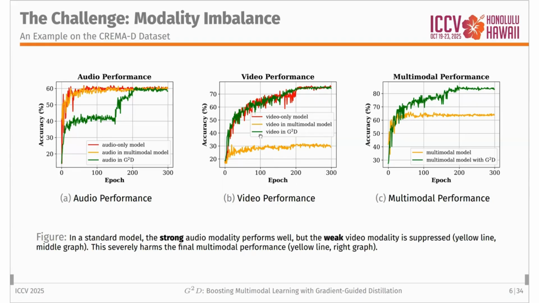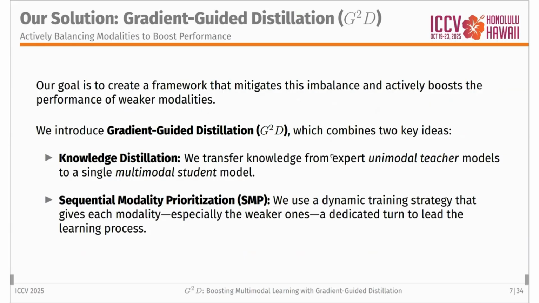However, if you look at our performance, video in G2D, you see that we easily get the performance of the video-only model, which is what is expected. And this results in a better performance for us in the multimodal setting. We achieve an accuracy of 83% on the CREMA-D dataset, whereas traditional multimodal models, as the video modality is suppressed, get a performance of just 62%. So this is the problem, which is called modality imbalance.